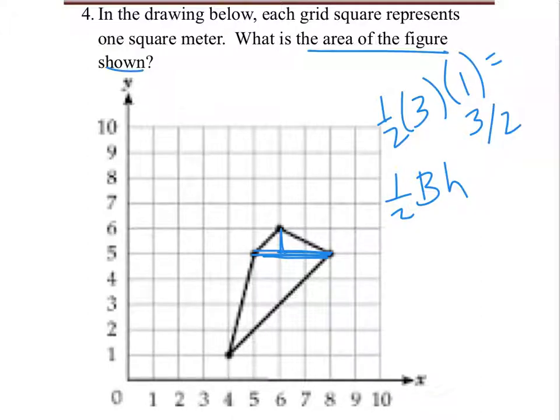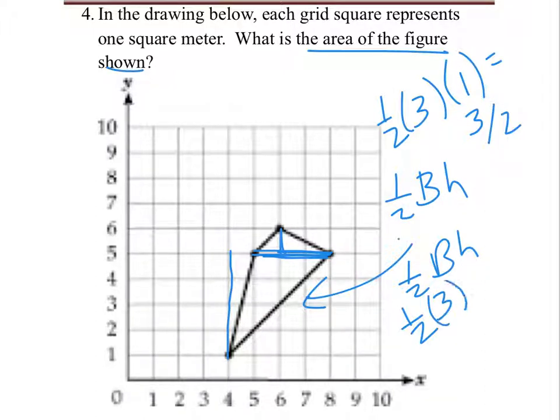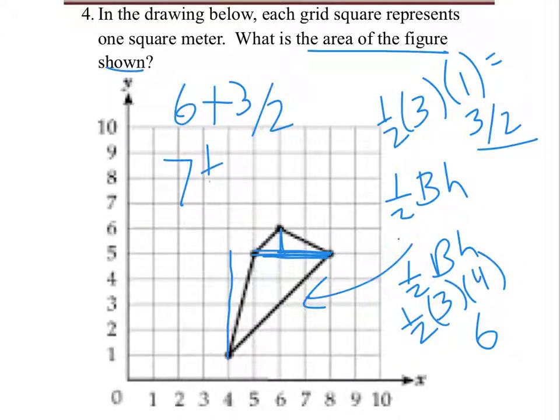Now for the other one, we look at the height. The height is 1, 2, 3, 4. The base is 3. So for the second triangle, we say 1/2 base times height, so 1/2, base is 3, height is 4, so we get 1/2 times 12 is 6. 6 plus 3/2 is 7.5. So we split it into two parts. We got two triangles. We used 1/2 base times height.